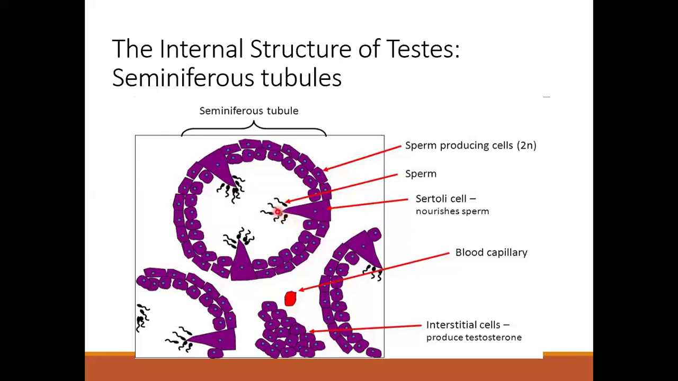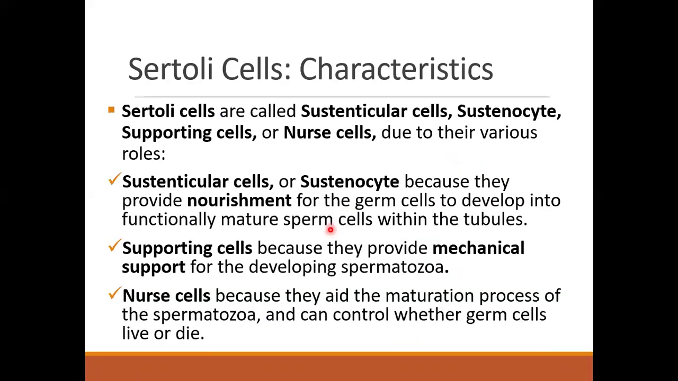At what stage are they released to become independent? We'll talk about all those things. That's why they are called supporting cells, because they provide mechanical support. They are also called nurse cells, and we all know what a nurse does: they aid the maturation process. You know how nurses aid and support us to develop, talking about how they aid our maturation from the baby up to adulthood. That is the concept.